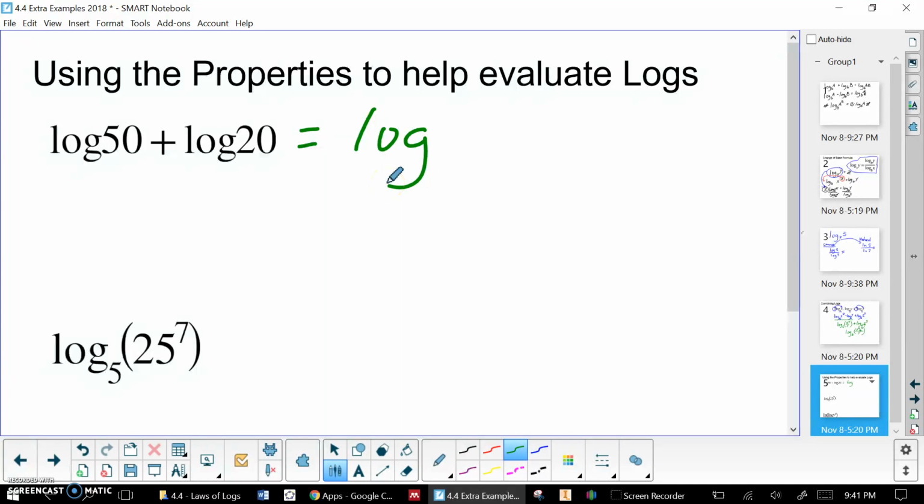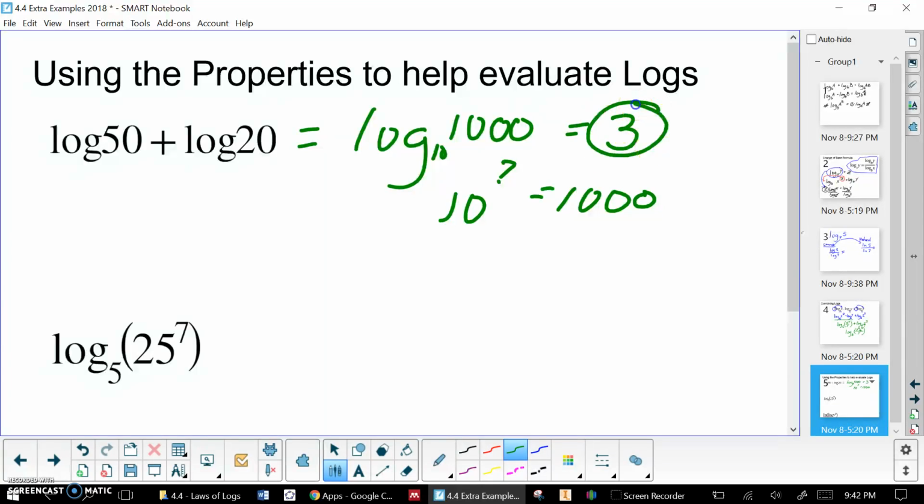Well, 50 times 20, that is going to be 1,000. And so we're dealing with log of 1,000. Now, remember this is base 10, so log base 10 of 1,000. We're asking the question, 10 to the what power is equal to 1,000? And when we put it that way, log base 10 of 1,000 is equal to 3. It's much easier to evaluate than it is in this form, where log base 10 of 50 is not something that's very easy to deal with.